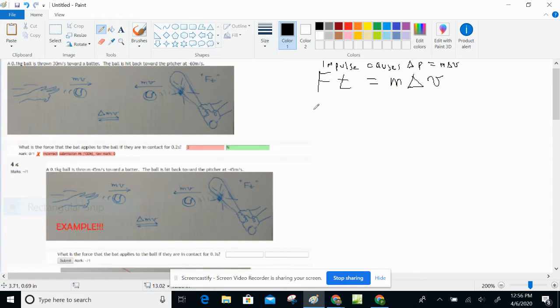So when you look at the whole thing, what you have is your force, and your time is given. It's 0.2 seconds. And then your mass is 0.1 kilogram. And the change in velocity, you already answered probably somewhere along the way. Let me get rid of that. Change of velocity. What am I doing? Oh, yeah. Change of velocity is actually equal to VF minus VI, not VI minus VF.